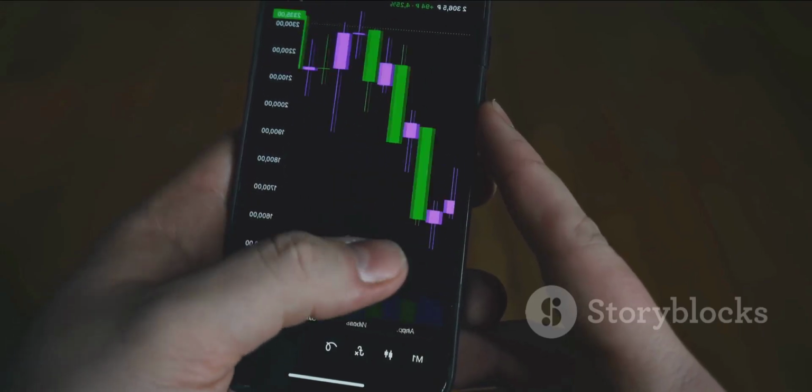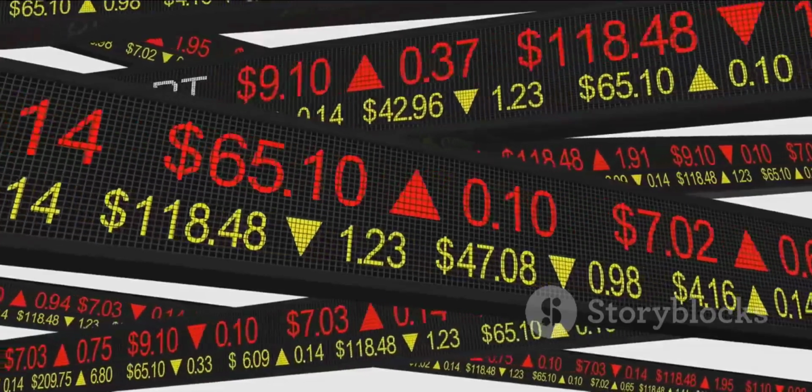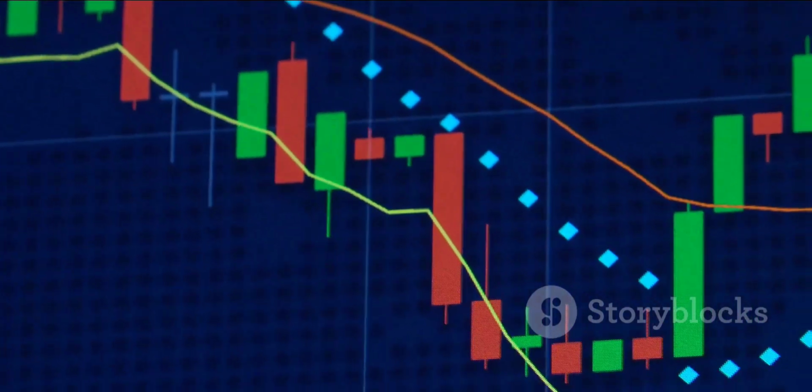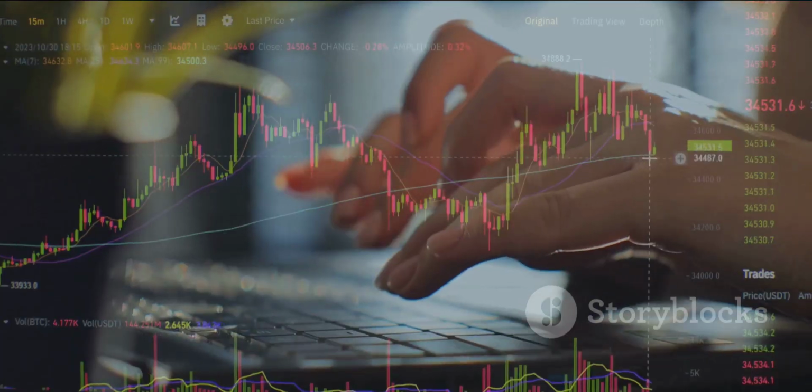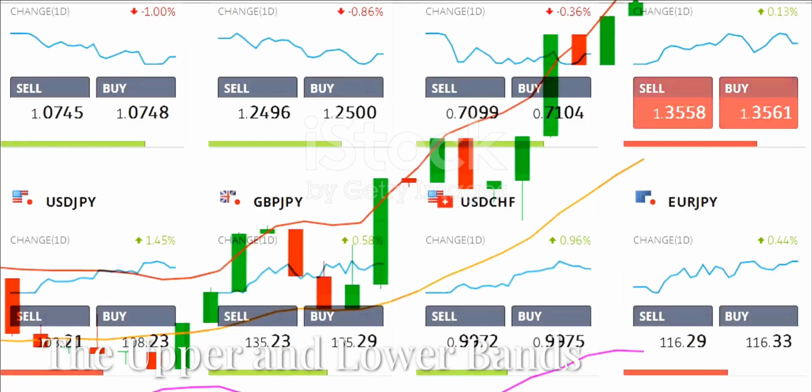Conversely, when the market becomes quiet and less volatile, the bands will narrow. This is often called a squeeze. It signals that price movements are small. This change in band width is a critical signal for traders looking for opportunities.